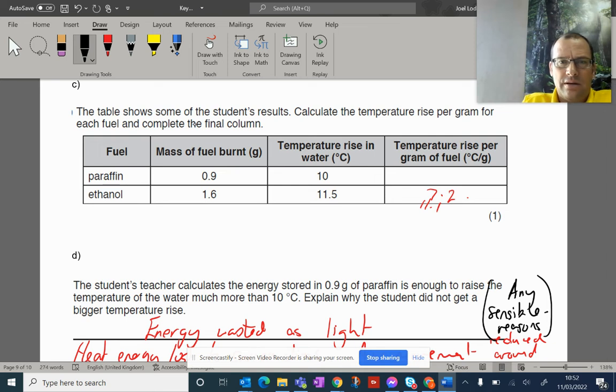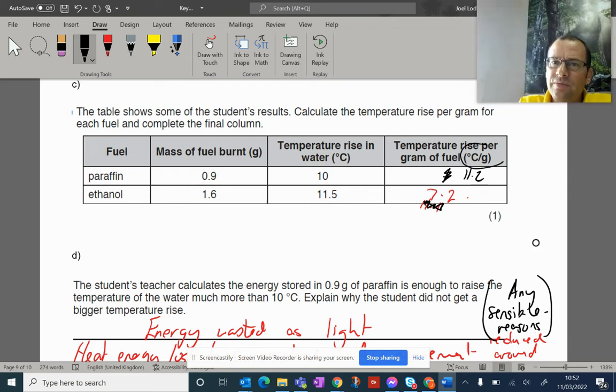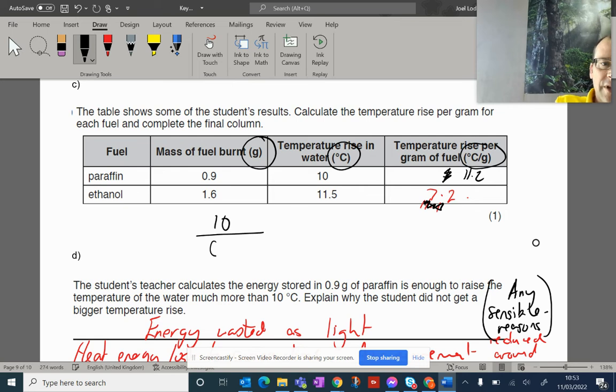Okay, so this is in the wrong place. Sorry, this is 11.2. So what we had to do here is just see exactly what the temperature rise is per gram of fuel. So degrees centigrade per gram of fuel. So we had degrees centigrade divided by mass. So we had a 10 degrees centigrade change, and we had a 0.9 gram mass of fuel burnt. So if you actually did that on your calculator, you would get 11.2.